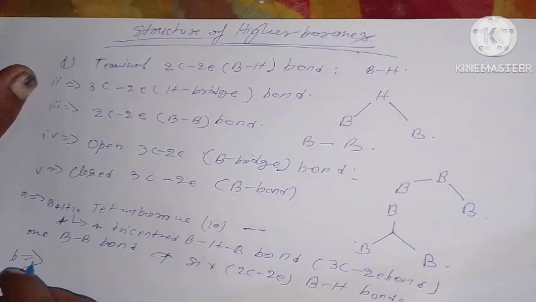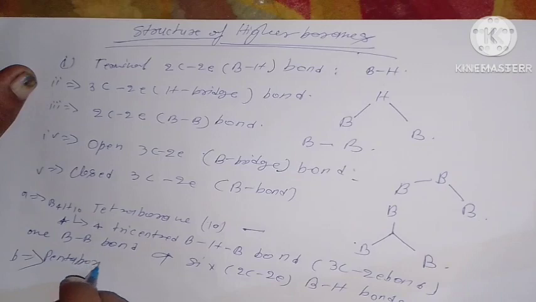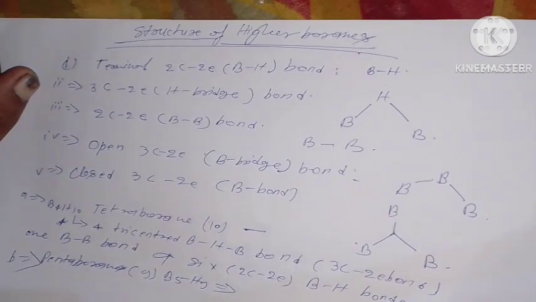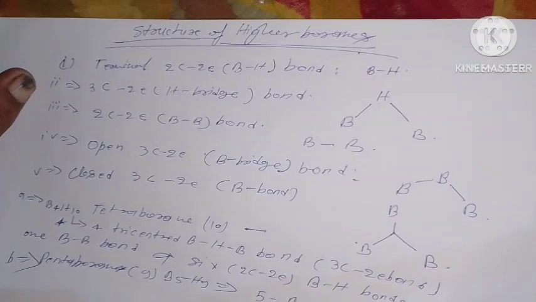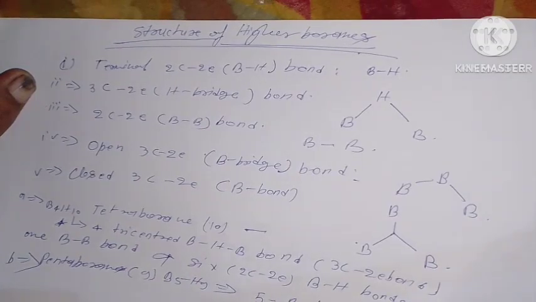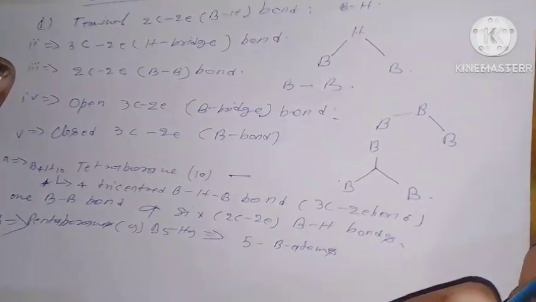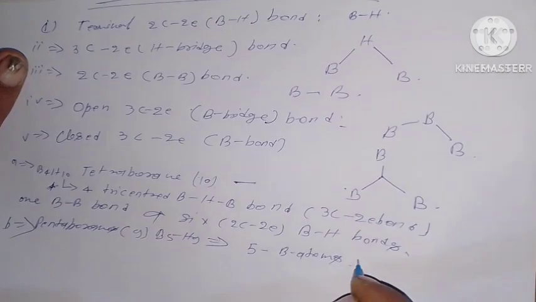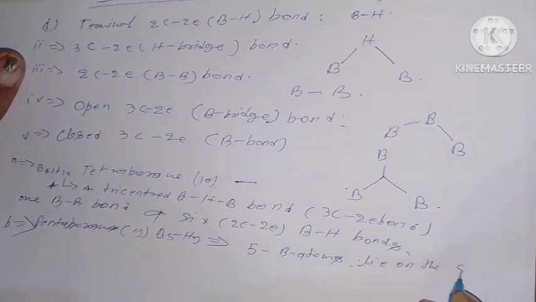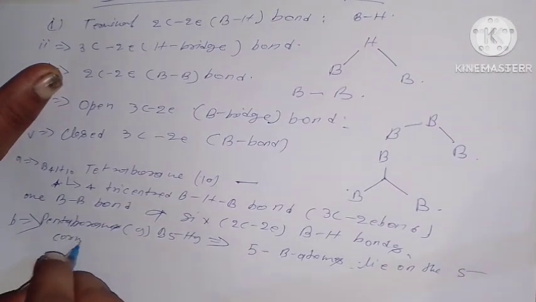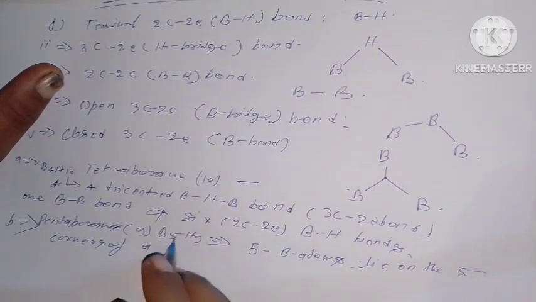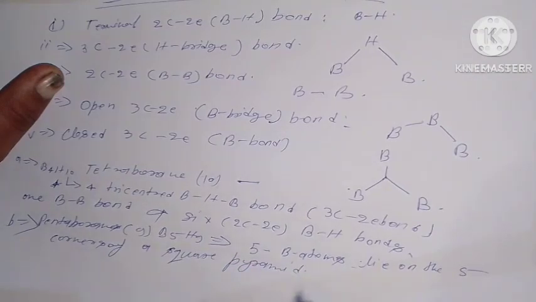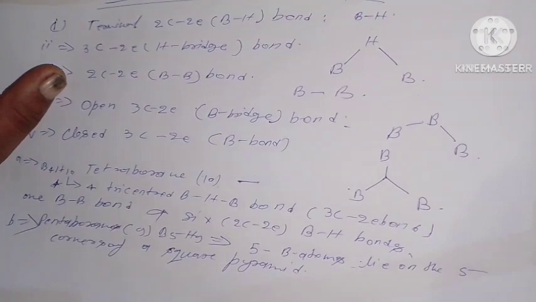Point B, pentaborane 9, B5H9. In this molecule, 5 boron atoms lie on the 5 corners of a square pyramid. Okay. In B5H9 there are 4 tri-centered BHB bonds.